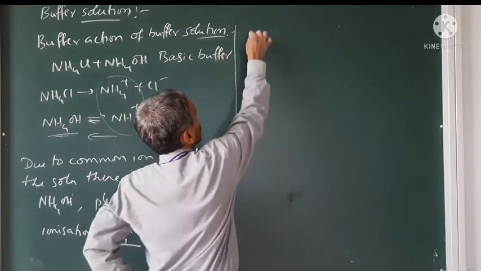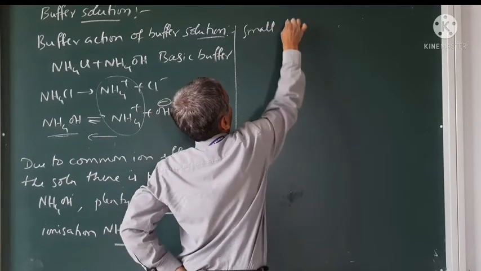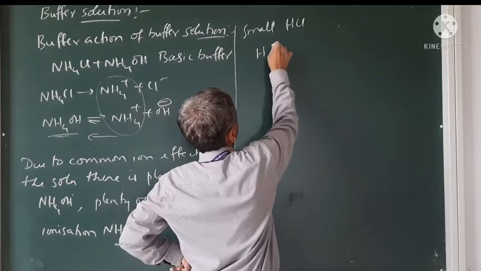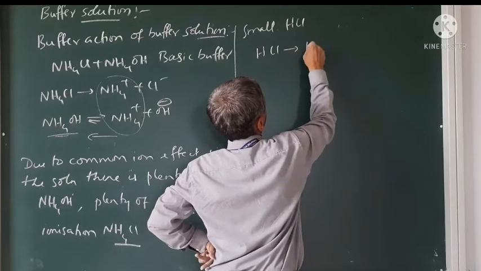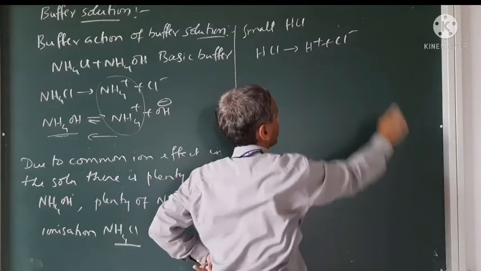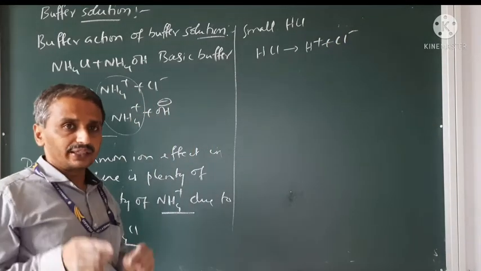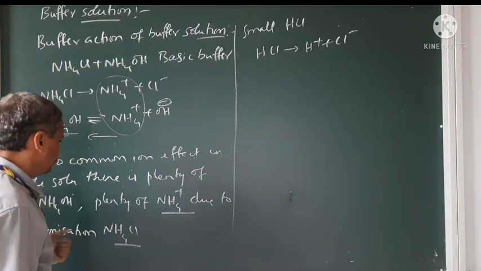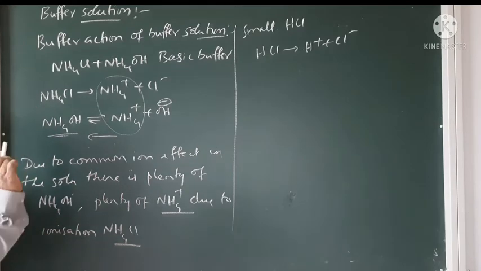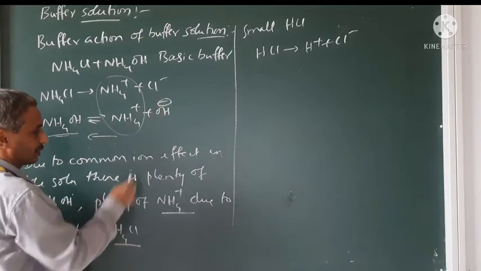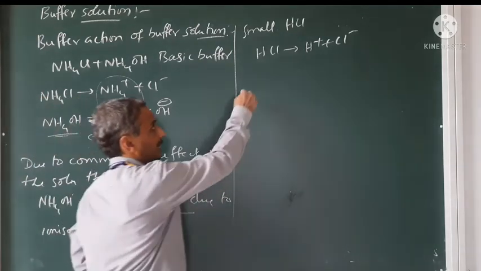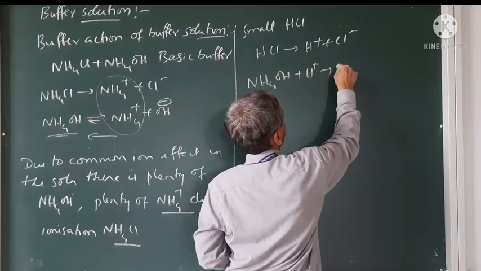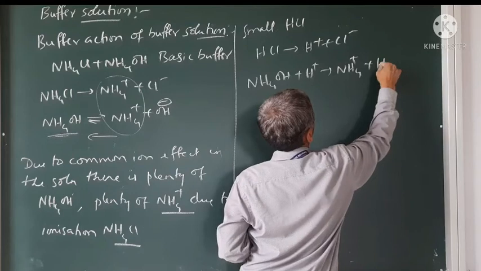Now, a small quantity of HCl is added to the buffer. HCl ionizes to give H plus and Cl minus. If nothing happens, then the H plus should increase and the pH should decrease. H plus is acidic, it gives acid strength. Ammonium hydroxide is a base, and plenty of ammonium hydroxide is present. They react with the H plus to form NH4 plus and water.